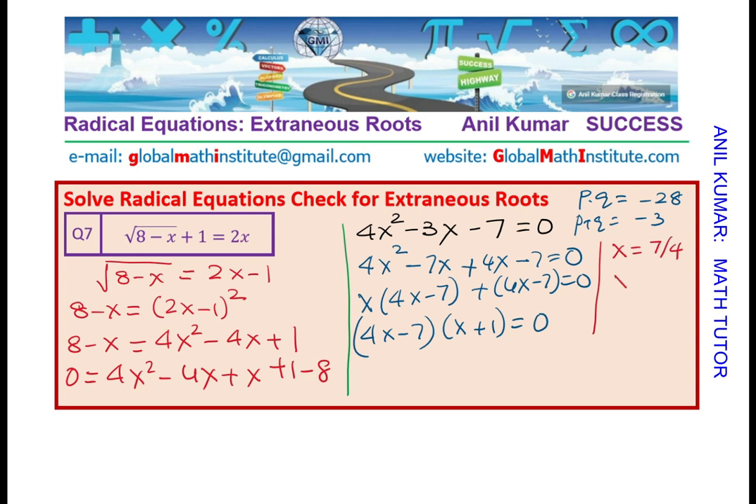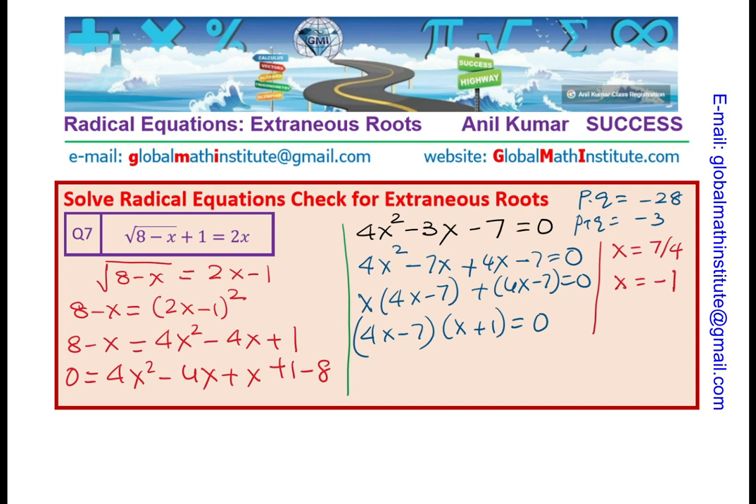The other one is x equals to minus 1. Now we need to check whether we have any extraneous root. Let's substitute the value in the radical sign and see. So if I substitute minus 1 here, what do I get?